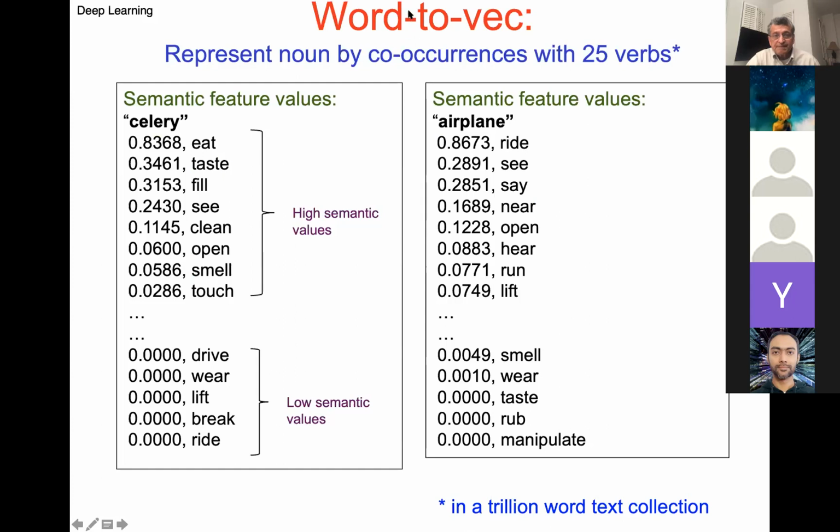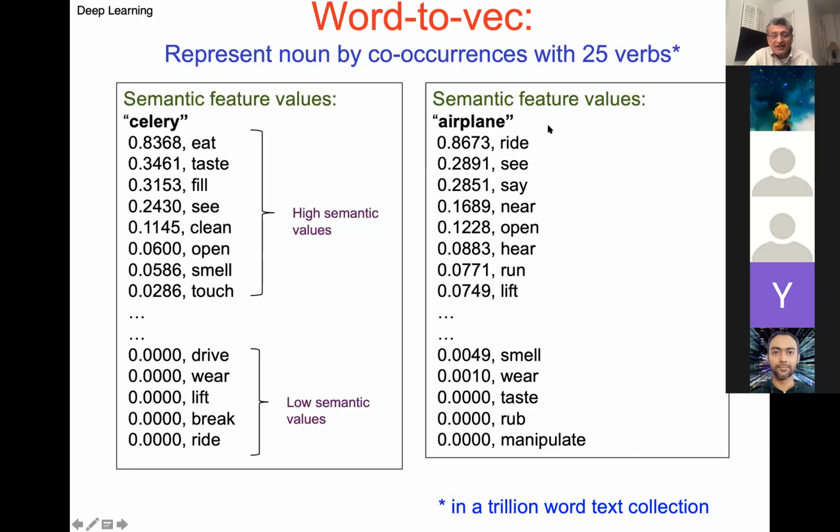Word occurrence, word2vec again: represent a noun by its co-occurrence with 25 verbs. They were looking at semantic feature values for celery, and at occurrences with verbs like eat, taste, fill, see, clean, open, smell, touch, drive, wear. They're all verbs. And it's saying eat has a high probability with celery. In this embedding world it gives a high value here and the others are all low. They all seem to add up to one, so it's almost like a probability.